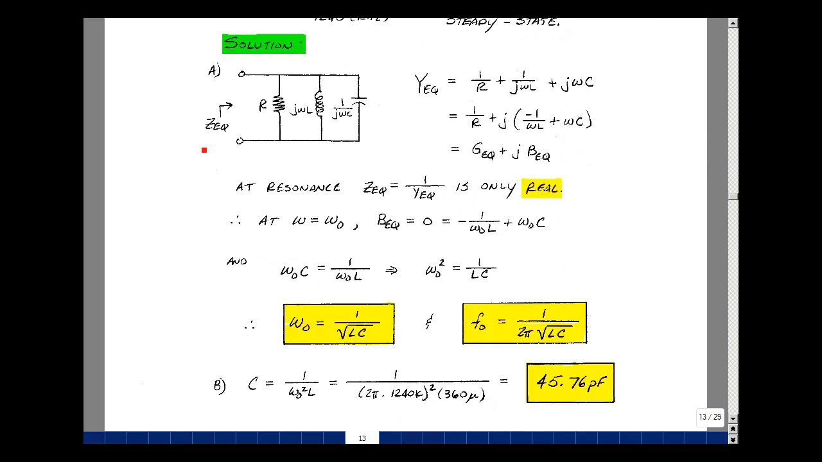It means that the equivalent impedance looking into the circuit is purely real. So let's find the input impedance of this circuit. I've got a resistor, an impedance j omega L, and an impedance 1 over j omega C. Now when things are in parallel, it's easier to add up their admittances and then take the reciprocal of the sum. So let's do that.